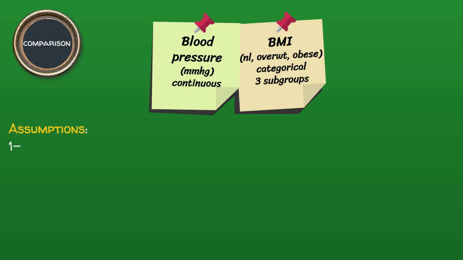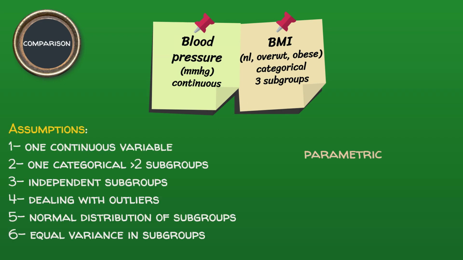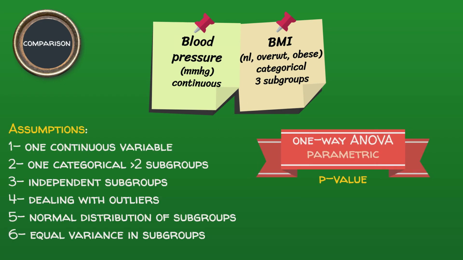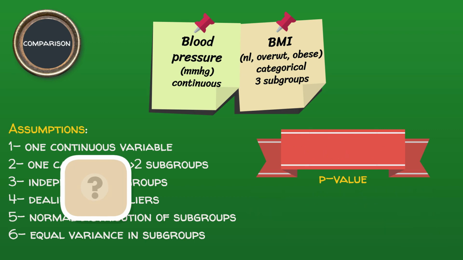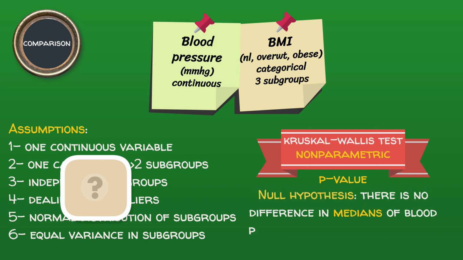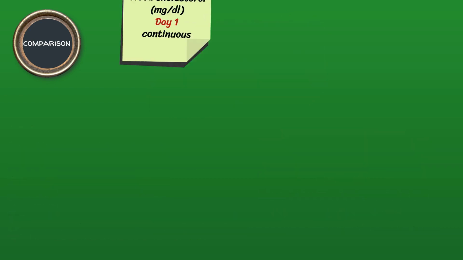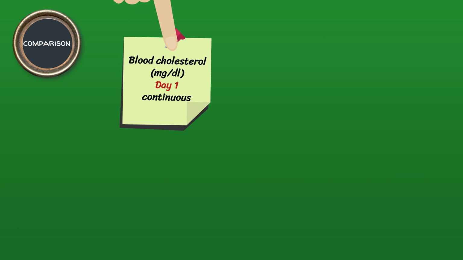Another type of comparison is comparing the means of a continuous variable between three or more subgroups. And if we meet all the assumptions for a parametric test, we can use one-way ANOVA to calculate the p-value, and accept or reject the null hypothesis. And in case of a violation of any assumption, we use the non-parametric Kruskal-Wallis test to obtain the p-value to compare the medians.